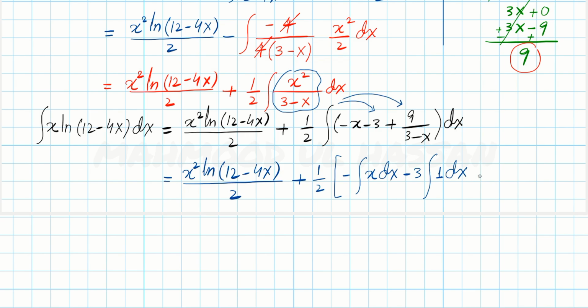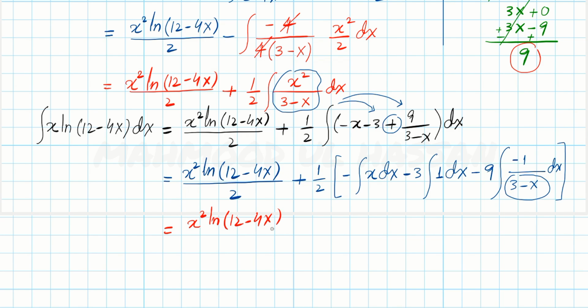So 9 will come out from the integral, and the integral would become 1 divided by 3 minus x dx. Okay, here we are doing something because the derivative of 3 minus x is minus 1. So we will put minus 1 here. Okay, just put minus here and minus here, because this minus again multiplies with this minus to get a positive sign.